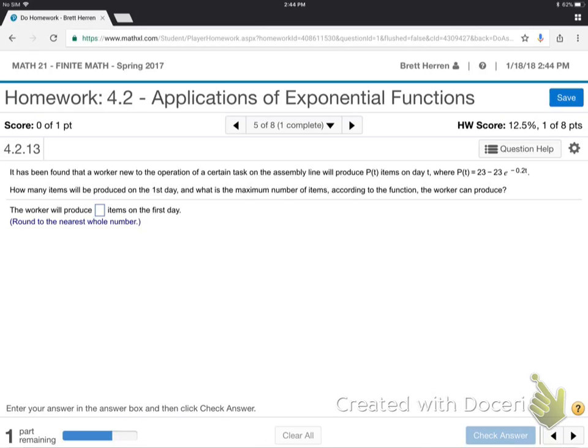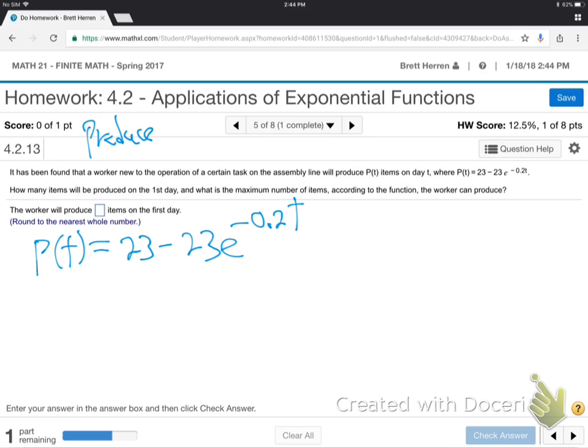We'll do this one. Okay, so it has been found that a worker, blah blah blah. P of T equals 23 minus 23e to the minus 0.2 T. P is how many items they produce. P stands for produce, like for a new worker, how much they produce. And what is T? T is the days. T is the day number.